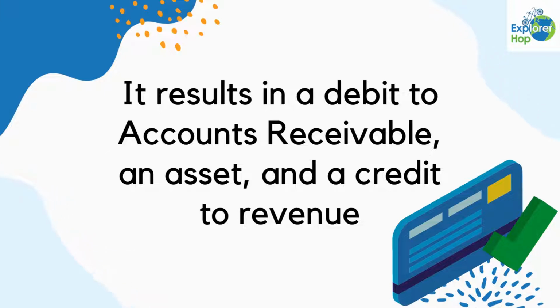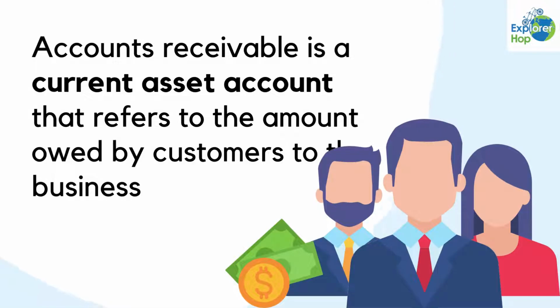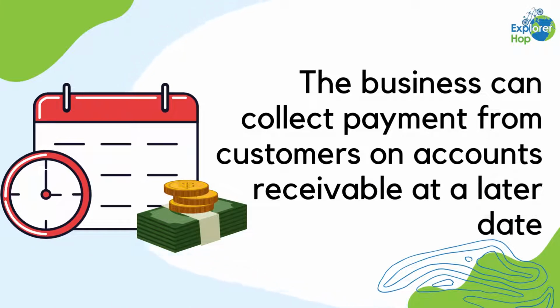Accrued revenue results in a debit to accounts receivable, an asset, and a credit to revenue. Accounts receivable is a current asset that refers to the amount owed by customers to the business. The business can collect payment from customers on accounts receivable at a later date.